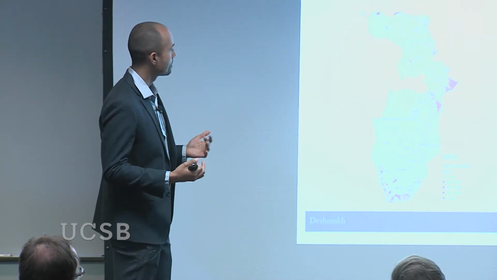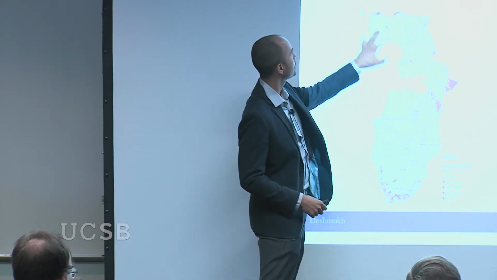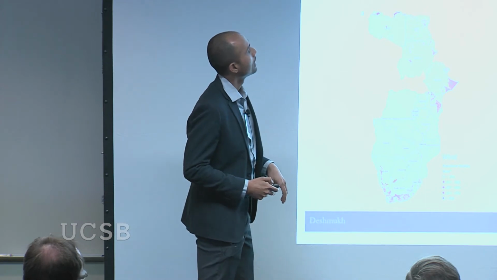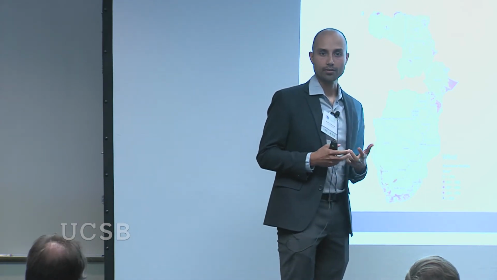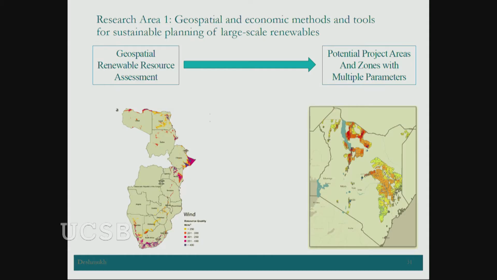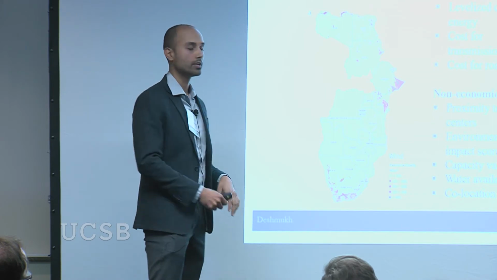So here's an example that we did for 21 countries in Eastern and Southern Africa. We do the spatial renewable resource assessment, looking at where the best, in this case, wind sites are. And then we develop what we call potential project areas or renewable energy zones. And this is a map of Kenya on the right, where the red areas are the best wind sites. Here's Nairobi. And then we estimate a host of different criteria for each of these potential project areas. So the economic ones are levelized cost of energy for generation, for transmission, like how much would it cost to extend a transmission line to the nearest substation, right? Or how much would it cost to extend a road to the nearest road infrastructure?